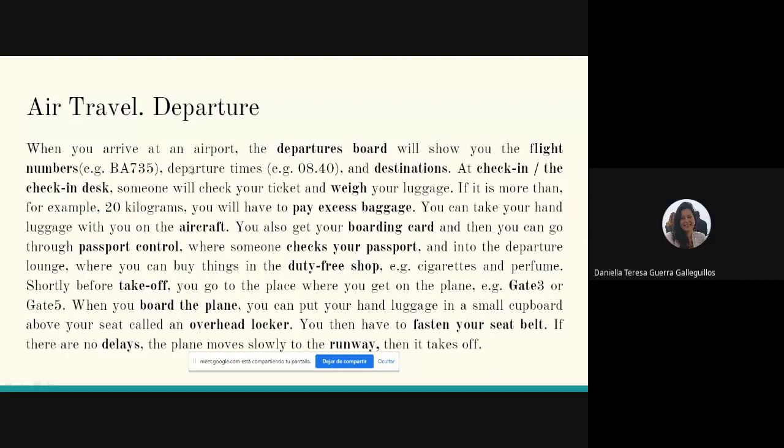The flight number is, for example, BA735. Sometimes it says LAN 4173 if it is LAN, or if it is, I don't know, Iberia or whatever, it says the name of the airline and the number. That is the flight number. Flight is vuelo, el vuelo. Okay, to fly es volar, but the flight es el vuelo. Departure time is the time when you leave. Destination is where you go.